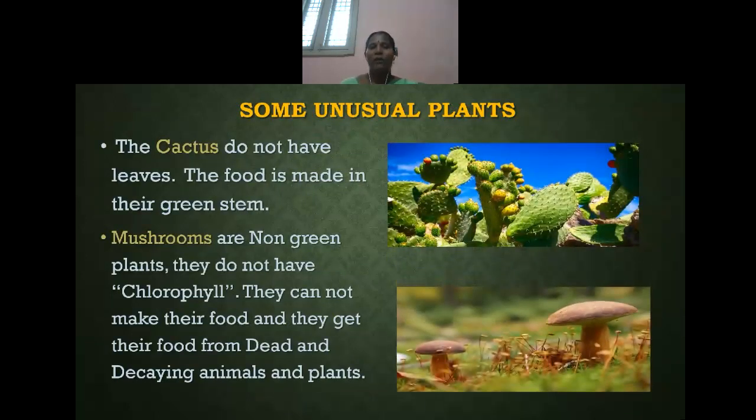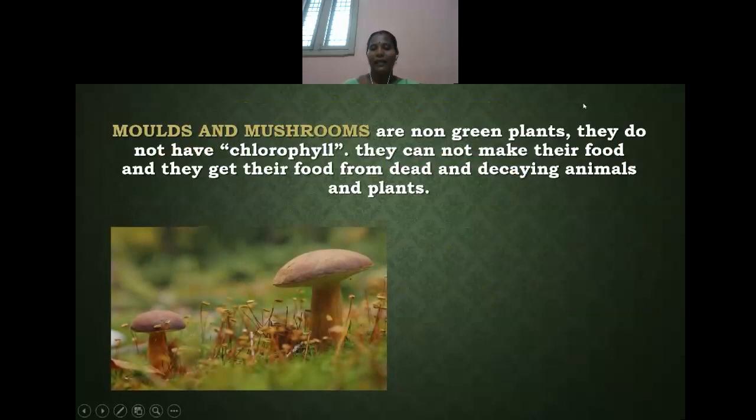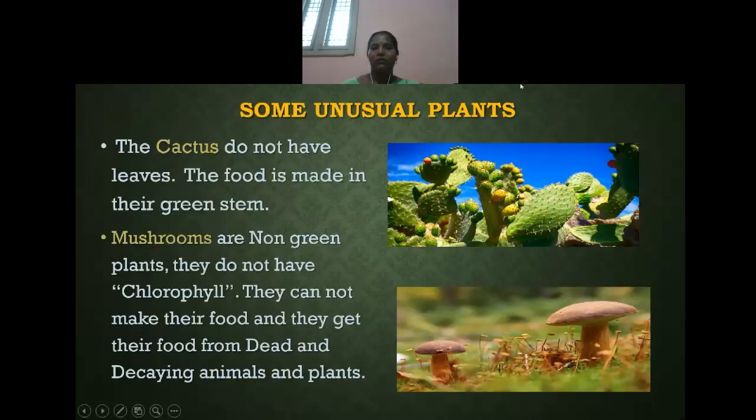Today the topic is some unusual plants. What does the topic unusual plants mean? From the beginning we saw in this lesson that all the plants are green in color because of the chlorophyll pigment, so they can prepare their own food. Isn't it? But this topic is some unusual plants. What is an unusual plant?